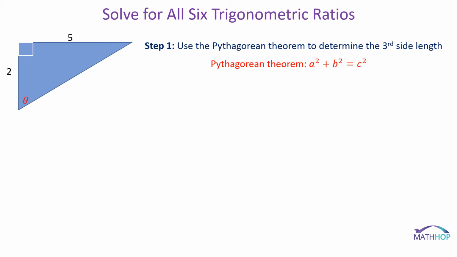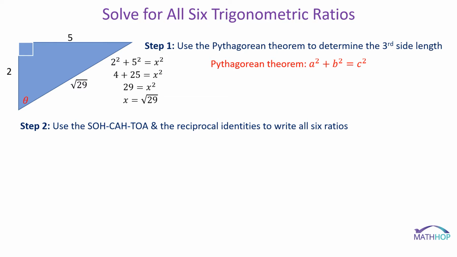So we're going to go ahead and set it up as 2 squared plus 5 squared equals x squared. So 4 plus 25 equals x squared. 29 equals x squared. 29 is not a perfect square, so we just take the square root of both sides. We get that x is equal to the square root of 29. That's as exact as we're going to get. Don't take out your calculator. Don't get a decimal value. Just write it as square root of 29.